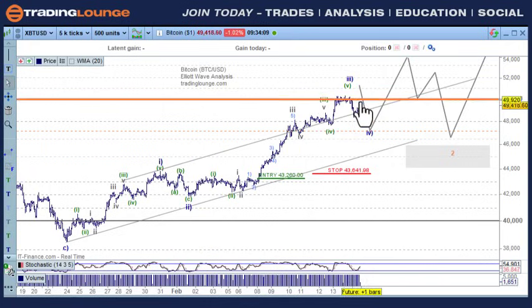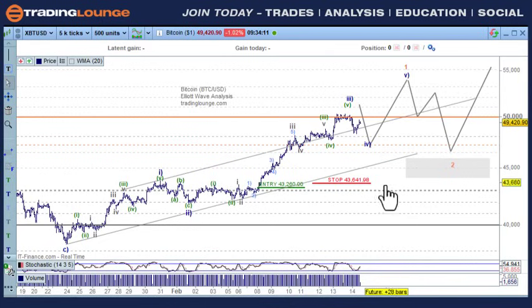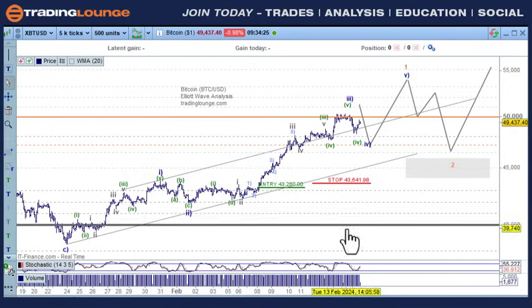So we've got this wave 3 here and wave 4 here, and then wave 5 to the upside. So we're not there yet. Now, I could quite easily have this little count wrong in here, where we should actually be viewing this as this wave 4 here. So I'm not going to worry about it just at the moment.